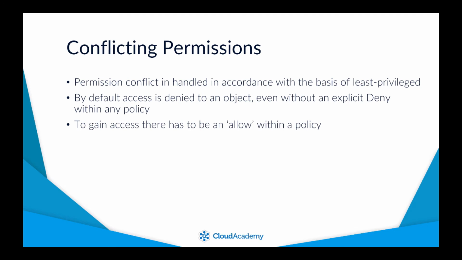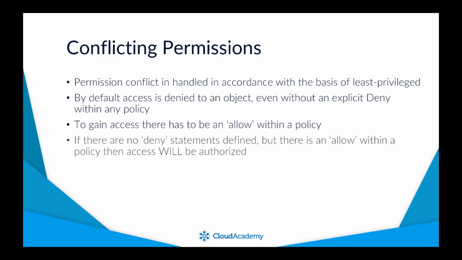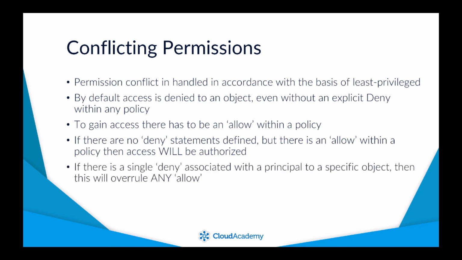To gain access, there has to be an allow within a policy that the principal is associated with, or defined by within a bucket policy or ACL. If there are no denies defined, but there is an allow within a policy, then access will be authorized. However, if there is a single deny associated with a principal to a specific object, then even if an allow does exist, this explicit deny will always take precedence, overruling the allow, and access will not be authorized.